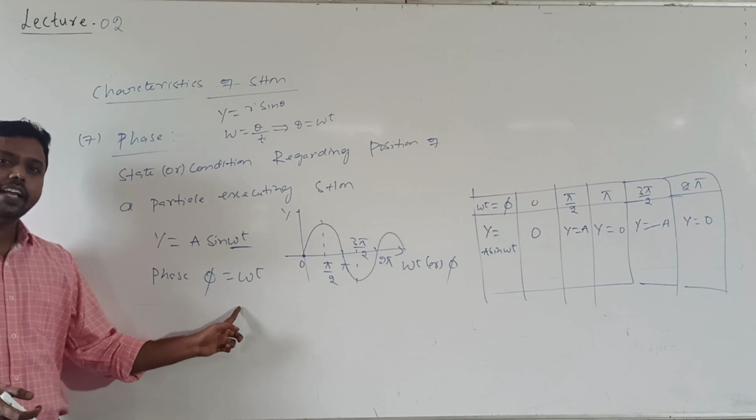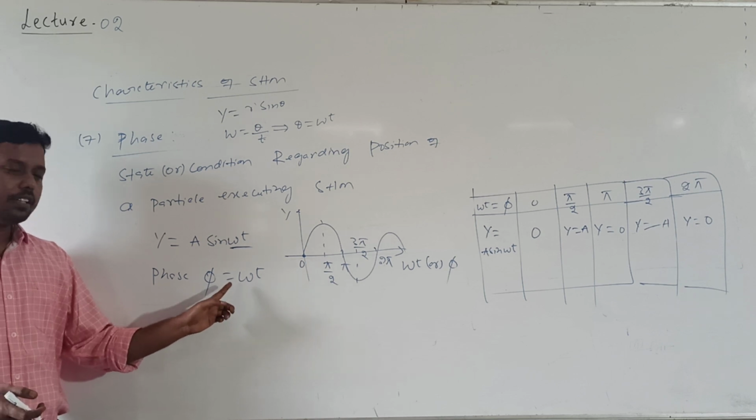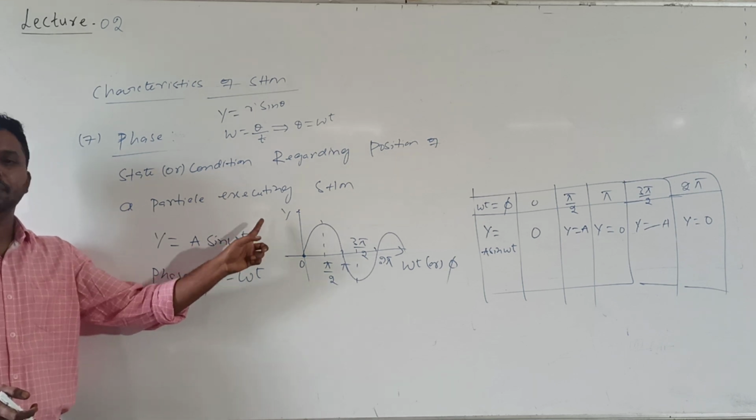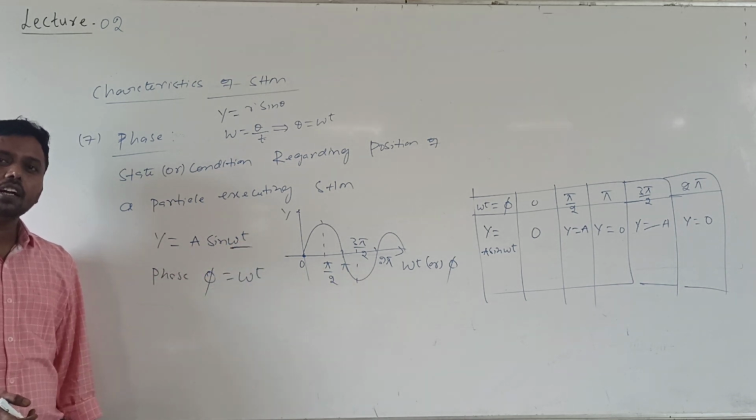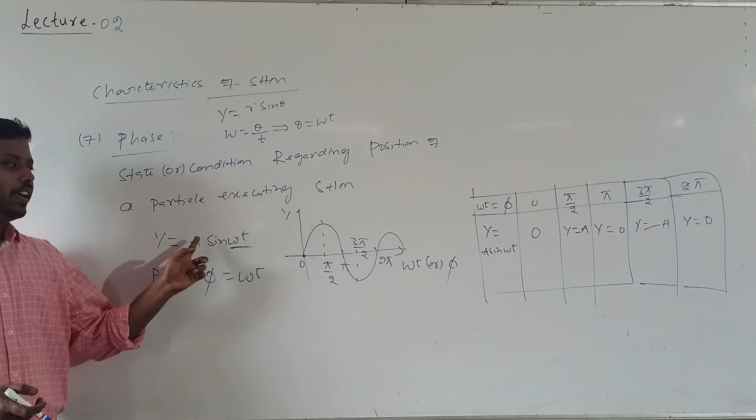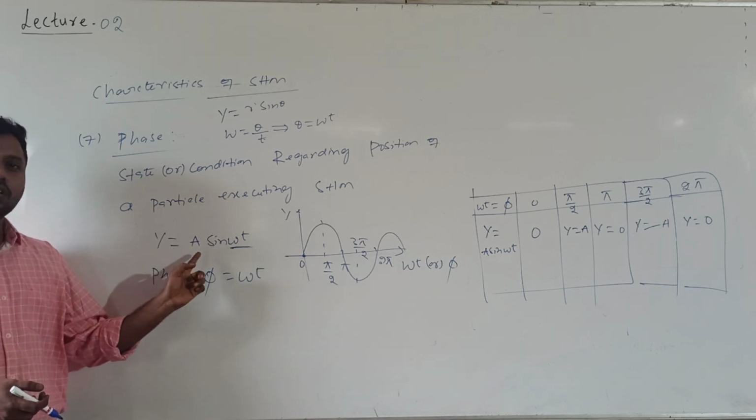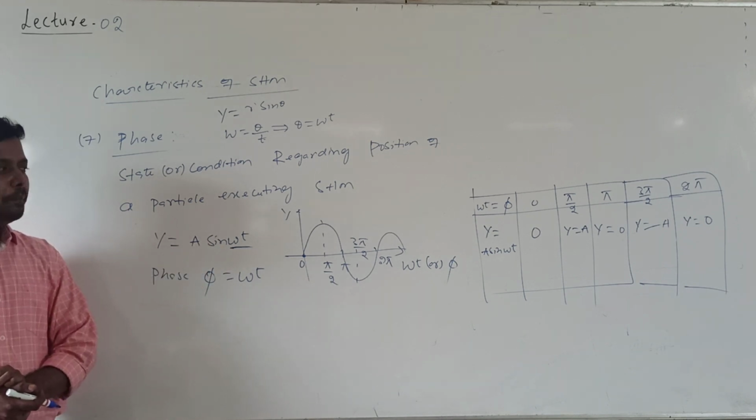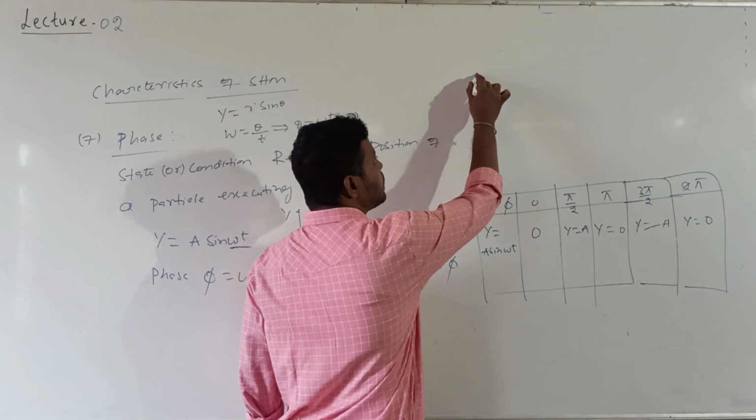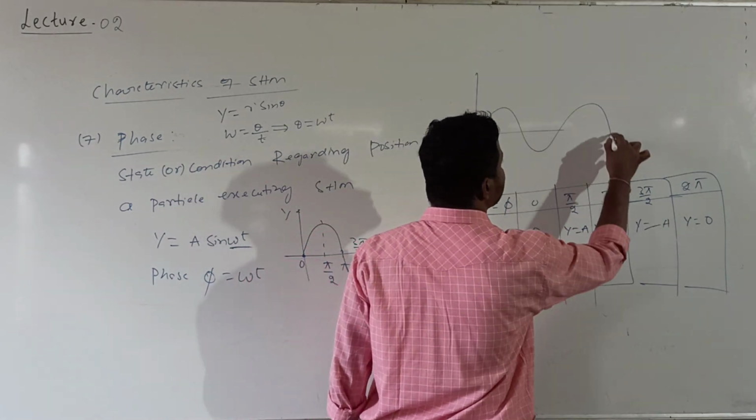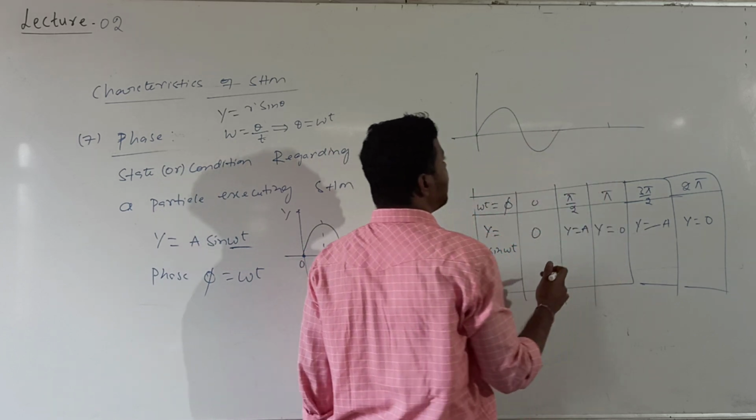Phi will take the values 0, pi by 2, pi, 3 pi by 2 and 2 pi. Corresponding to these values, the displacement may be 0, plus a or minus a. Are you getting it? So what is this phase telling? Phase is nothing but the state or condition regarding the position of a particle executing simple harmonic motion. But remember, this is for one oscillation. One oscillation we can also express in terms of time. This is for one oscillation, started from here up to here.